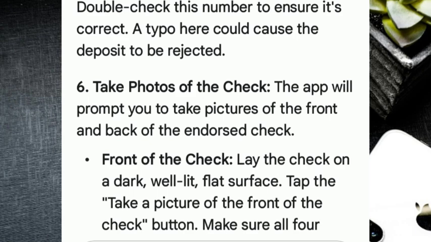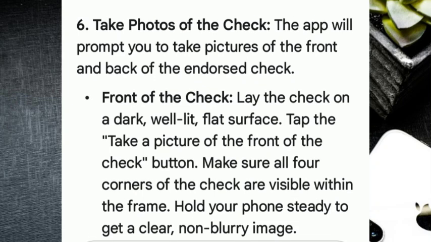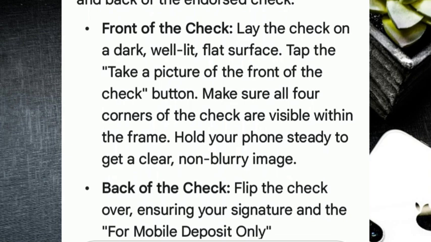6. Take photos of the check. The app will prompt you to take pictures of the front and back of the endorsed check. Front of the check. Lay the check on a dark, well-lit, flat surface. Tap the Take a Picture of the Front of the Check button. Make sure all 4 corners of the check are visible within the frame. Hold your phone steady to get a clear, non-blurry image.